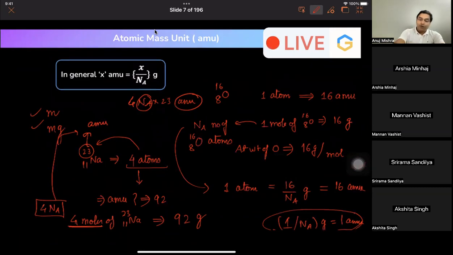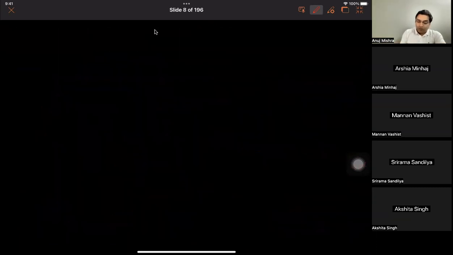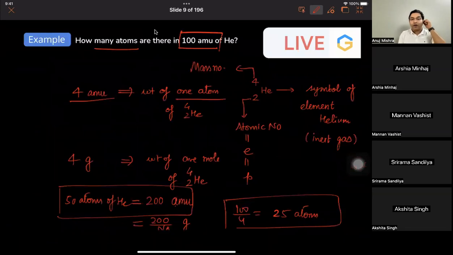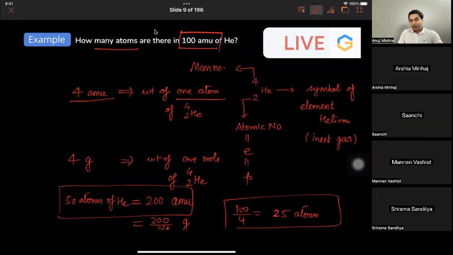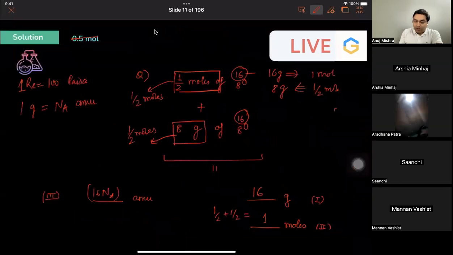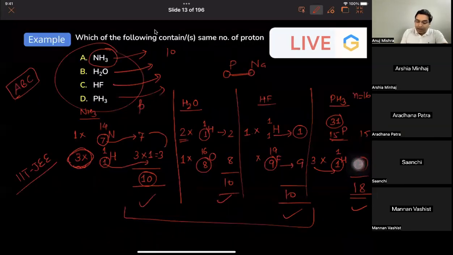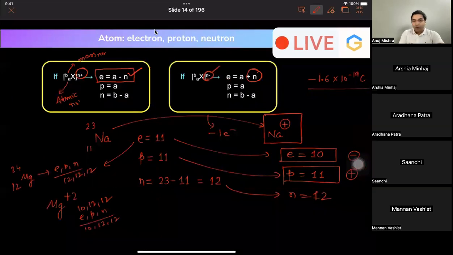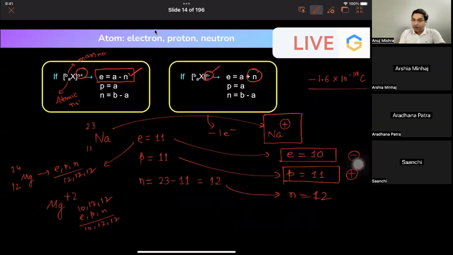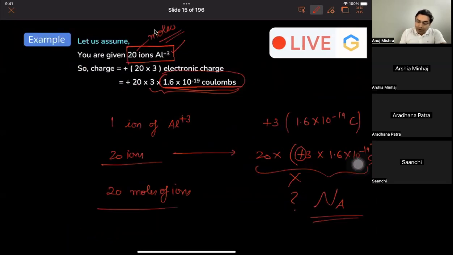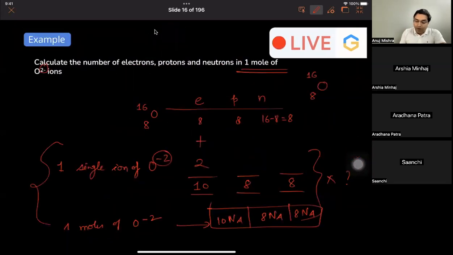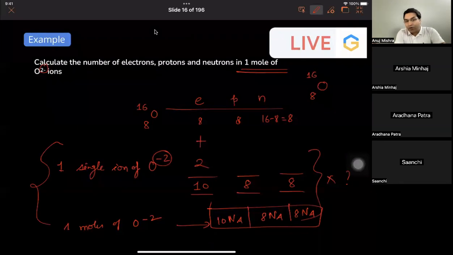Okay. Now, moving forward, we will go to the next part of the discussion. We have solved questions like, if you're given 100 AMU of helium, how many atoms of helium are there? Do you understand these questions you've done? Everyone? Yes or no? Excellent. We also discussed in lecture number 1 regarding electron, proton, and neutron, isn't it? And then we talked about how to calculate the number of electrons, protons, neutrons in a molecule, right? We discussed when ions are given, how can you count electrons, protons, and neutrons for that?